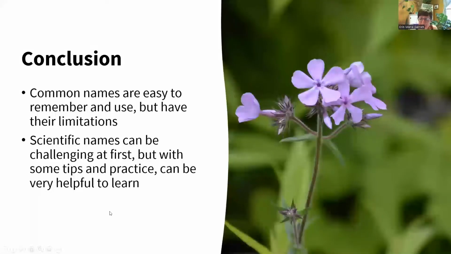So as we wrap up today, in conclusion, common names, very easy to remember, really easy to use, but hopefully I've showed that they have some limitations. Scientific names can be challenging at first. You may still think they are, and that's okay. I definitely learned a lot about my own Latin pronunciation in putting this together and realized that I have been saying some names wrong for a long time. But that's okay. We learn and then we practice and we start incorporating those as well. But hopefully you can take some of these tips and tricks and use those as you move forward.